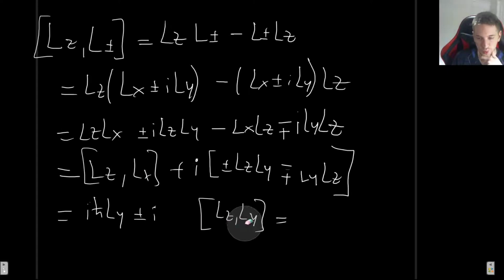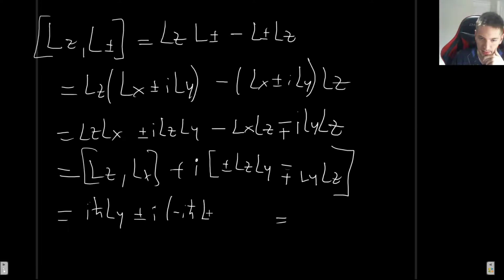This will be minus iħLx. And now we have the product of two i's, which will be minus 1, but we already have a minus, so that actually cancels out. Okay, we are making progress.